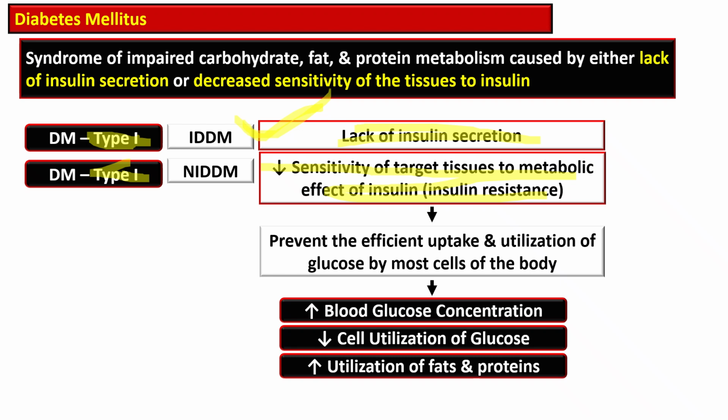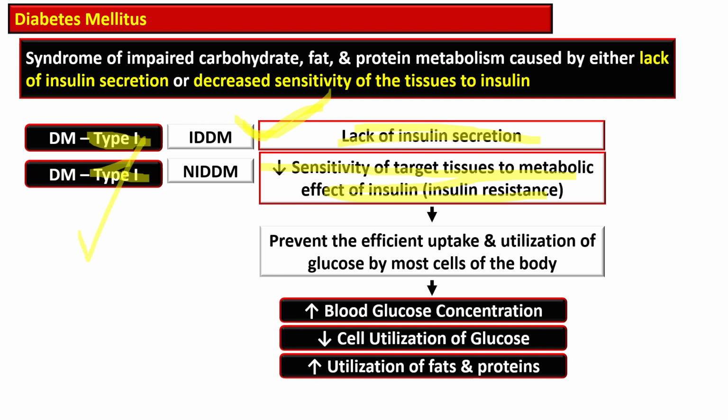While in type 2 diabetes, that is non-insulin dependent, the sensitivity of the target tissue to insulin is decreased, and initially insulin may be secreted normally and even at high levels, but tissue response is impaired. This is often linked to obesity, sedentary lifestyle, and various genetic factors.